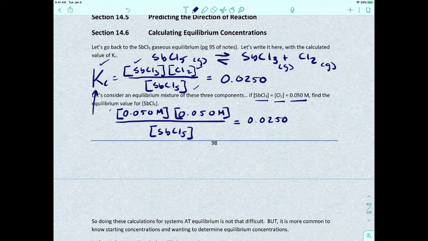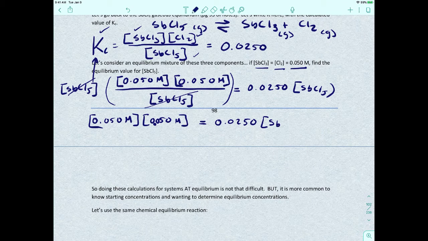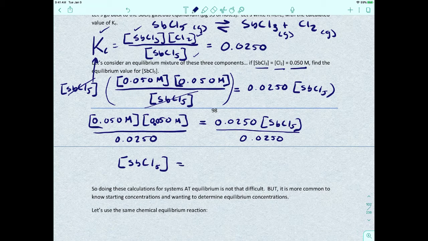Let's multiply both sides by the concentration of SbCl5, so that it cancels out from the denominator on the left. That gives you 0.050 molar times 0.050 molar, equal to 0.0250 times the concentration of SbCl5. Now I want to divide both sides by 0.0250. That allows us to solve for the concentration of SbCl5, which is 0.050 times 0.050 divided by 0.0250, so the concentration of SbCl5 should be 0.100 molar.